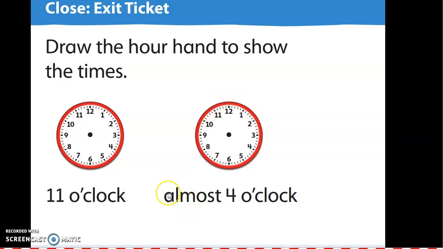Okay. I don't think you have these two in your exit ticket. Let me take a peek. I think you have up until there.